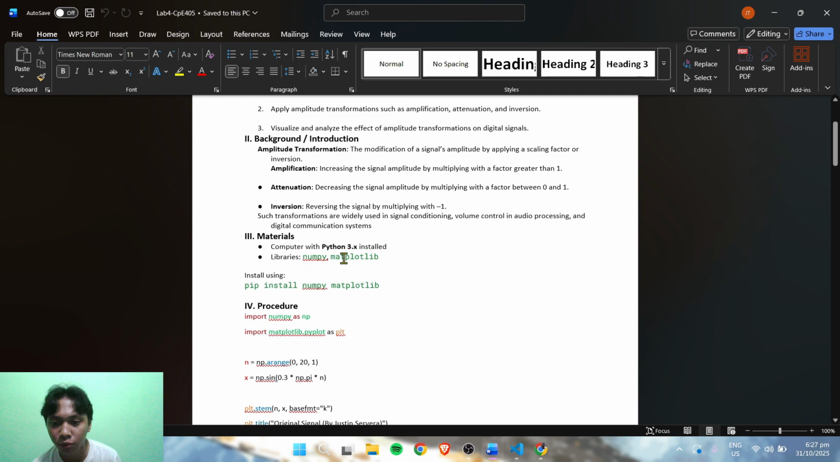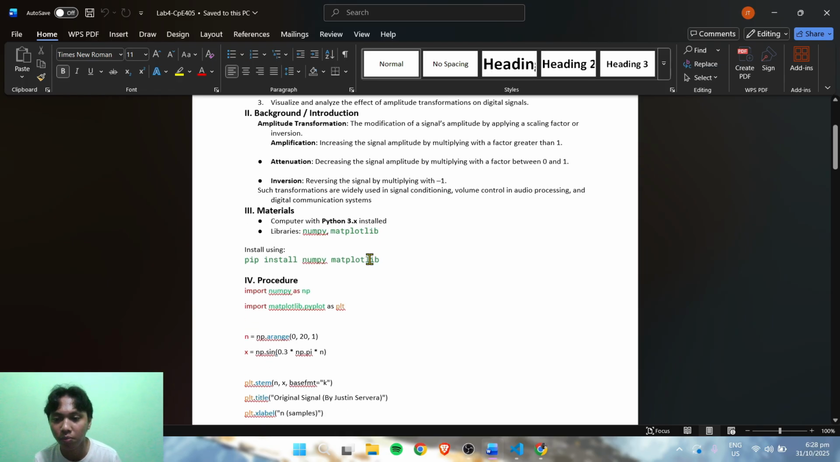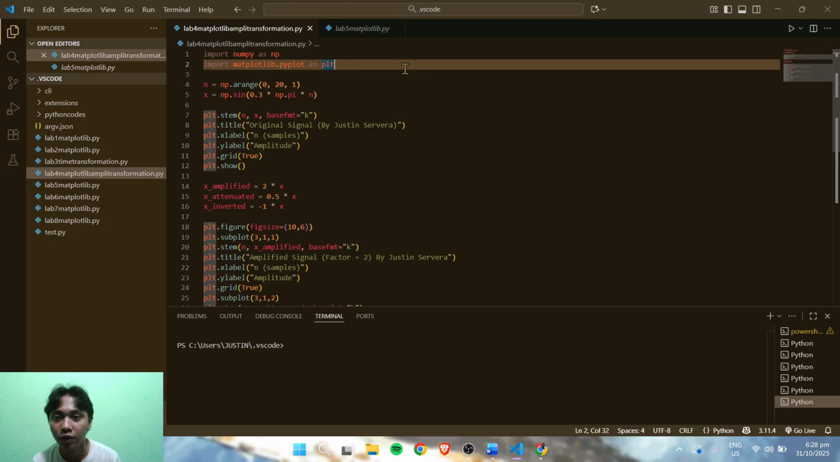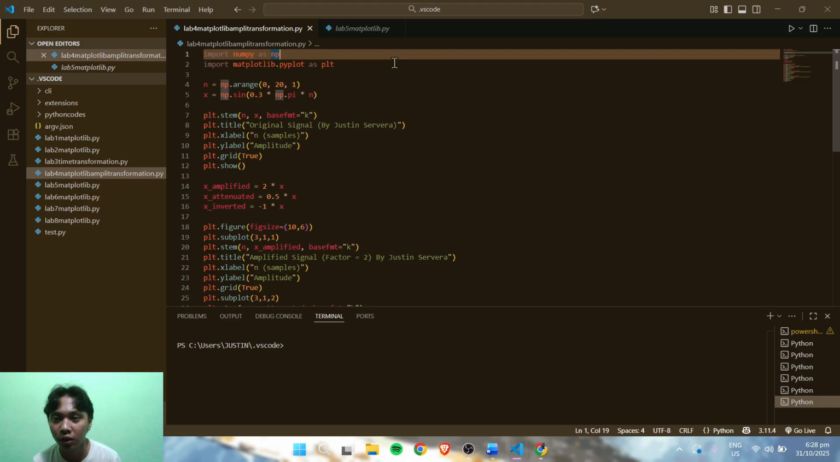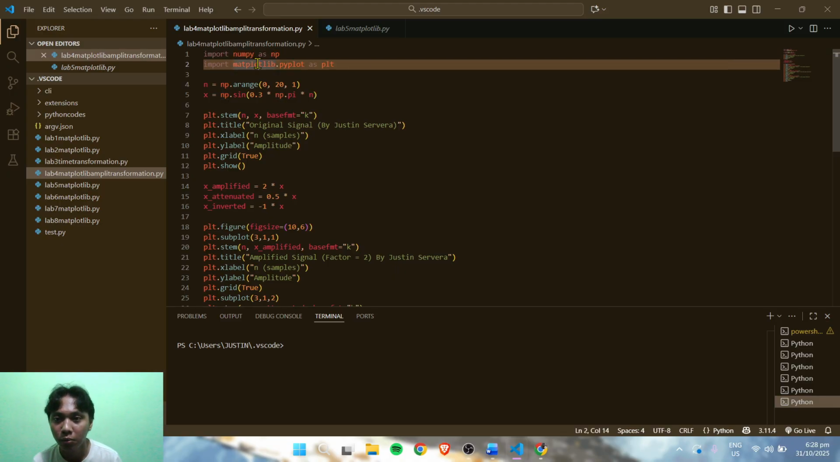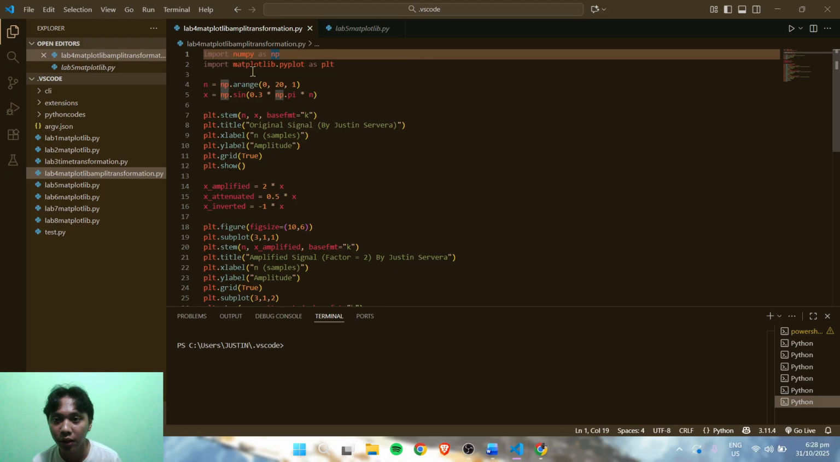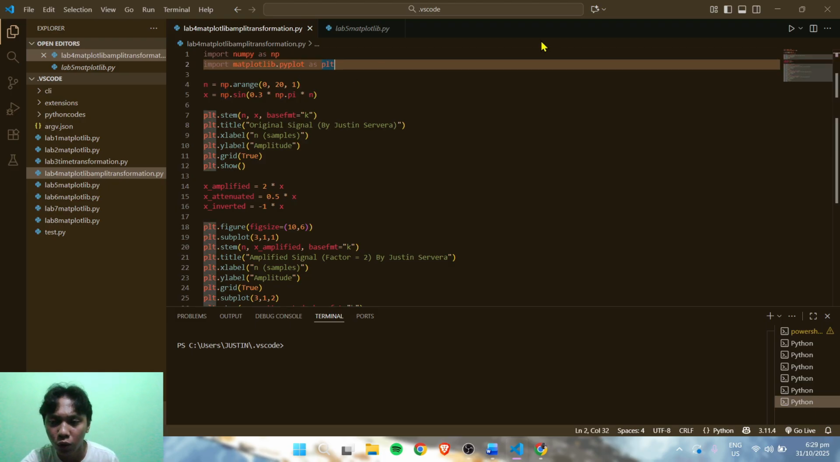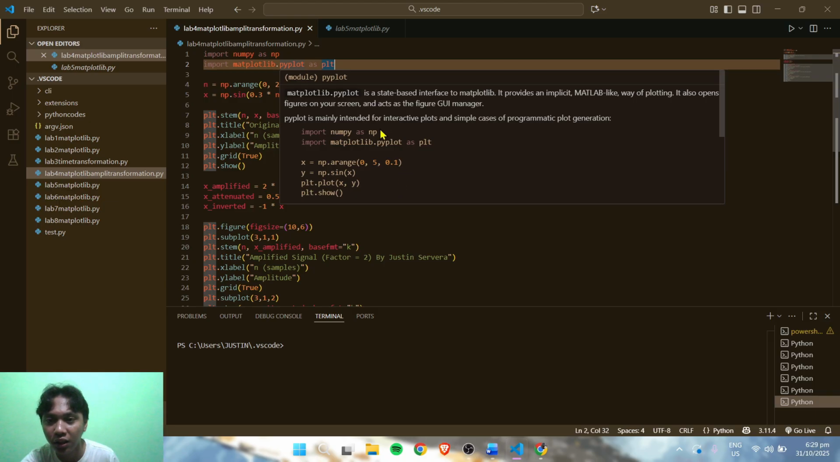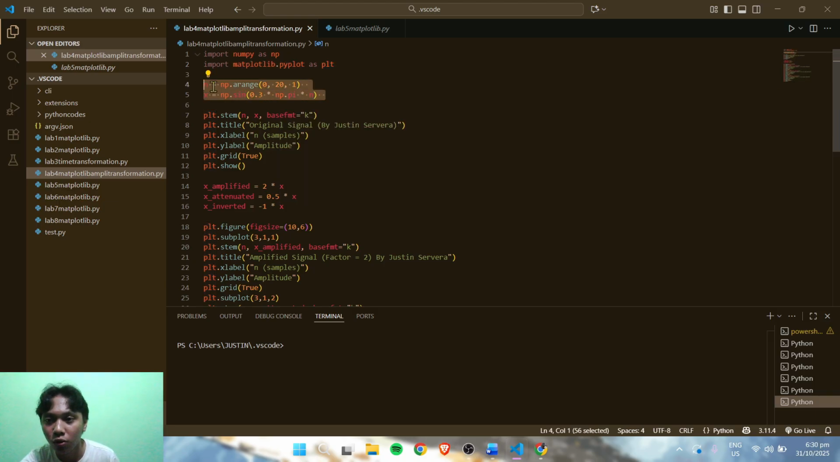So we need a computer with Python installed. We're going to use two libraries, NumPy and Matplotlib. For the procedure, first we need to import these two libraries, NumPy as np and Matplotlib as plt. NumPy is used for handling numbers and signal data, and Matplotlib is used for graphing or plotting signals and waveforms.